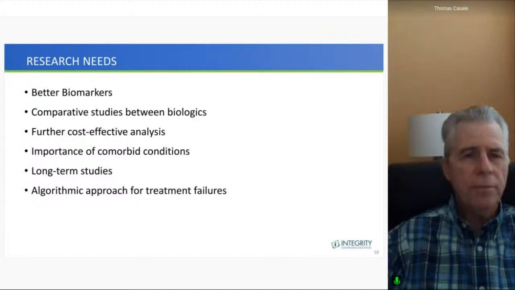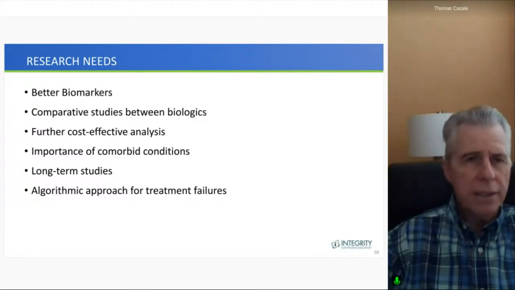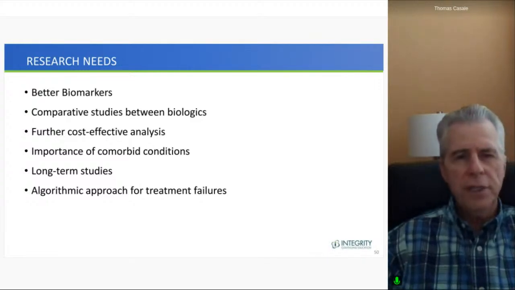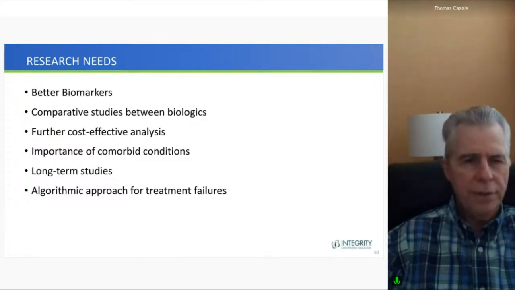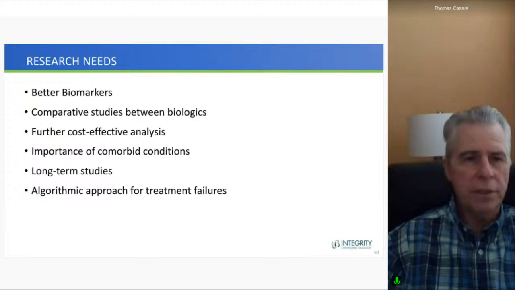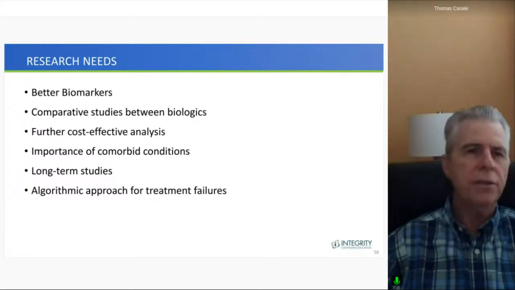The importance of comorbid conditions. If the patient has severe asthma and you're able to improve both disorders, then you might be more likely to use a biologic, and we need more information on that. We certainly need long-term studies to determine if you could treat patients for a finite period of time with a biologic and stop. We know that that really hasn't been the case with asthma, but maybe the upper airway is different, and that is a possibility. And we need a better algorithmic approach for treatment failures, especially with biomarkers.